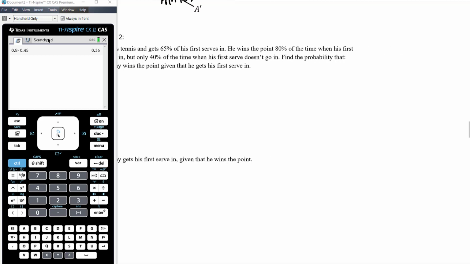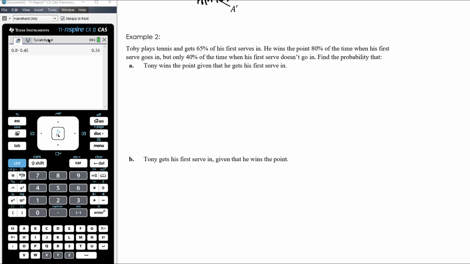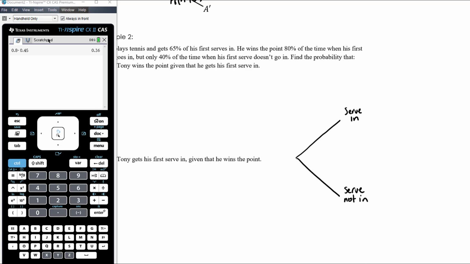Okay, so let's construct a tree diagram. I go to a tree diagram when there's important sequence. You can't represent that in any other way. So in this situation, the first thing that happens is he either gets the serve in or not, and then based on that, he will either win the point or not. So that sequence is only able to be shown using the tree diagram. Okay, so he gets the serve in or serve not in. Okay, that's the two options first. And then he either wins or loses the point.